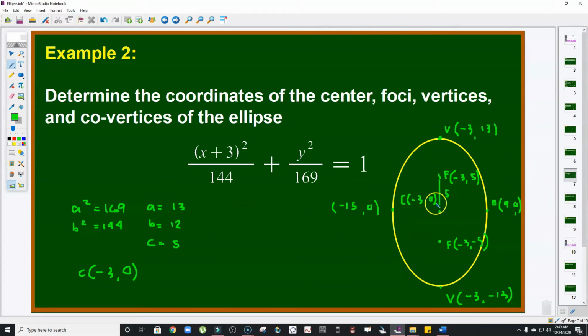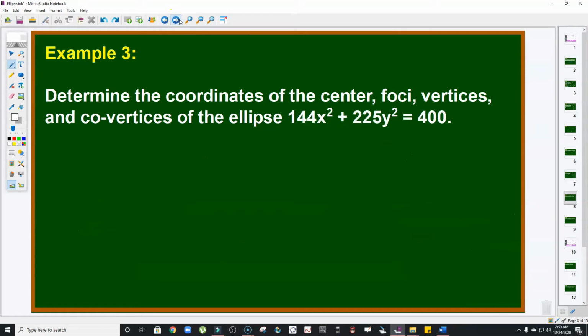There you go. So, once again, I have the center. Medyo maliit lang sulat. I have the foci, negative 3, negative 5 and negative 3, 5. I have the vertex, negative 3, 13 and negative 3, negative 13. The co-vertex, 9, 0 and negative 15, 0. Clear? Okay, example number 3.